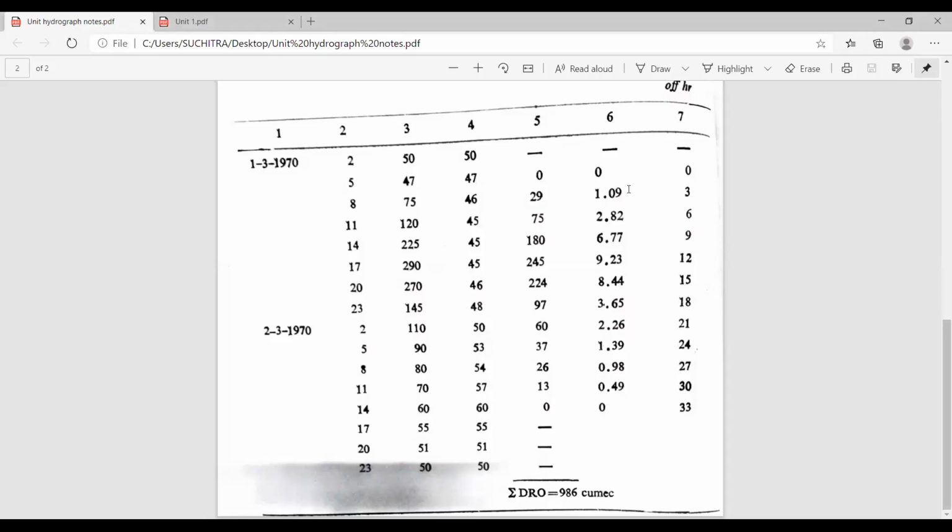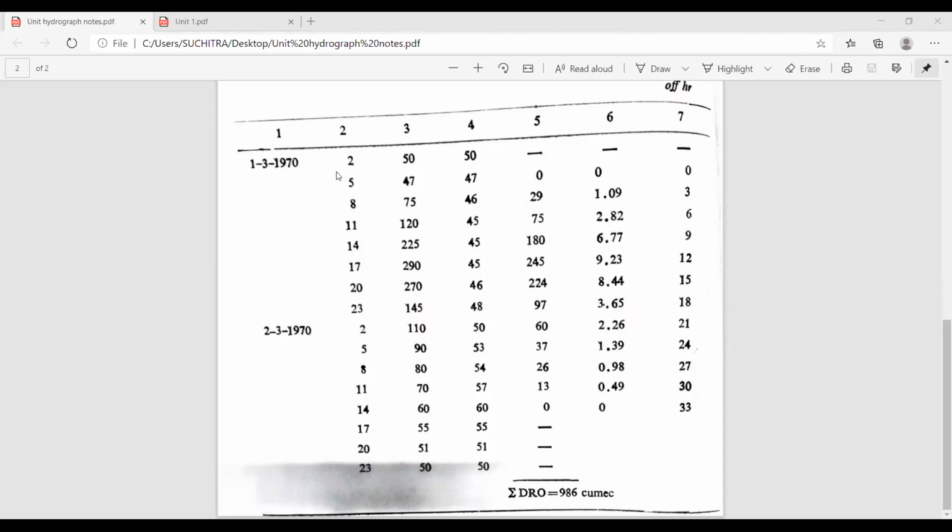So when you add the ordinates of the unit hydrograph, that is sigma UHO, and divide that by the catchment area, that is 40 into 10 power 6, the amount of rain, that is the runoff volume, should be equal to 1 unit or 1 centimeter. So that is the cross check that you can make.